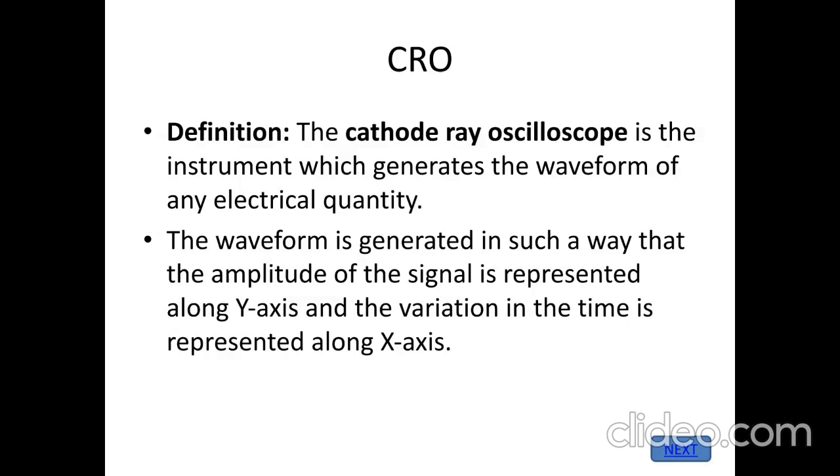The cathode ray oscilloscope is the instrument which generates the waveform of electrical quantity. So, the CRO is used for measuring an electrical quantity. This cathode ray oscilloscope was early said as cathode ray oscillograph because it is going to show the graph of an x-axis and the y-axis, right? So, in the early days, it is called as cathode ray oscillograph, and later it was called as cathode ray oscilloscope. So, again, the waveform will be measured in the x-axis and as well as your y-axis.